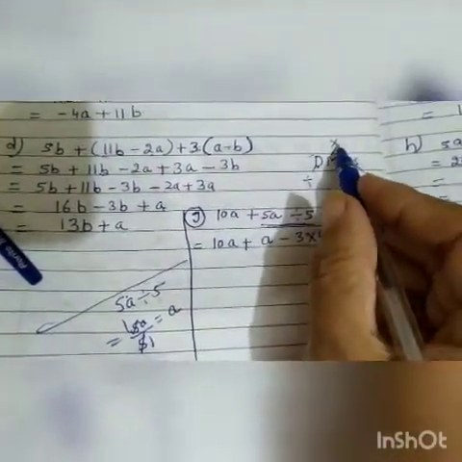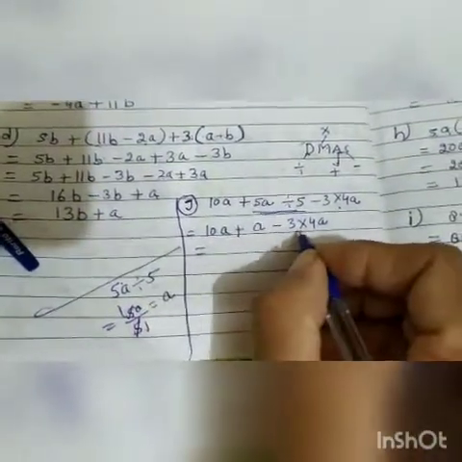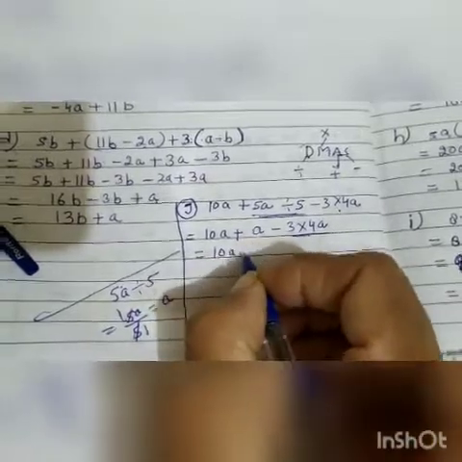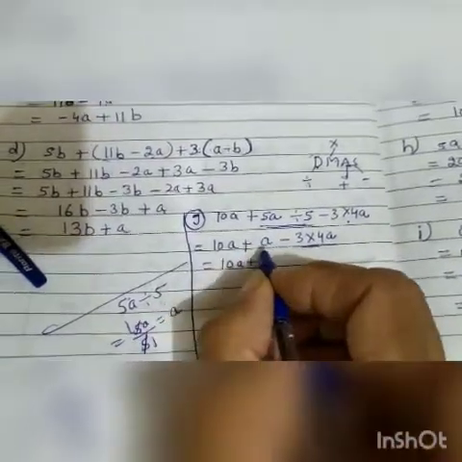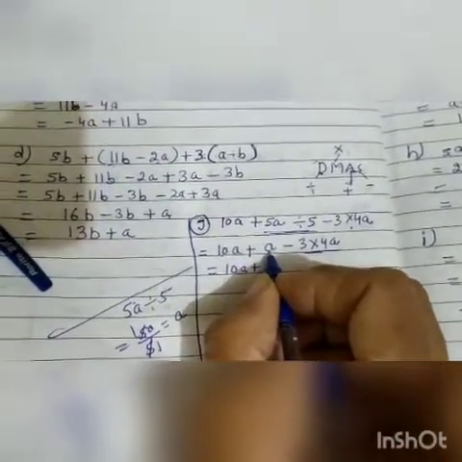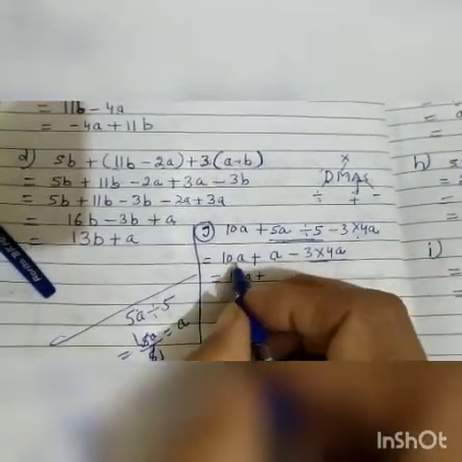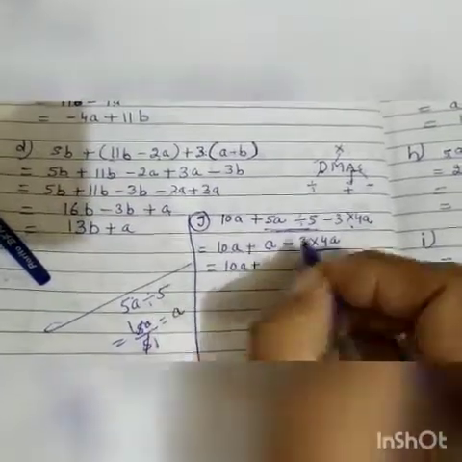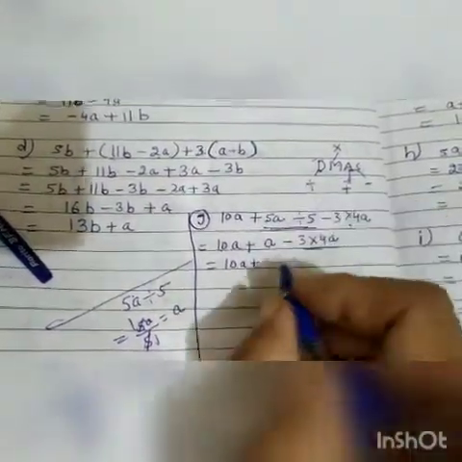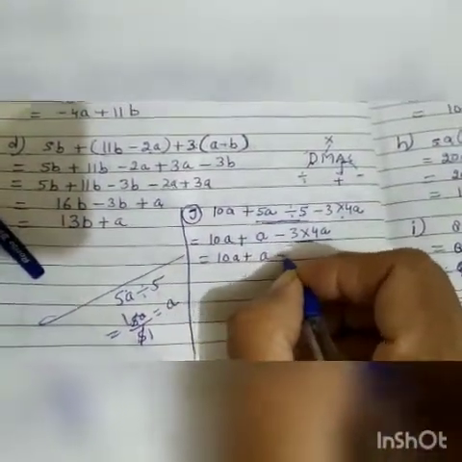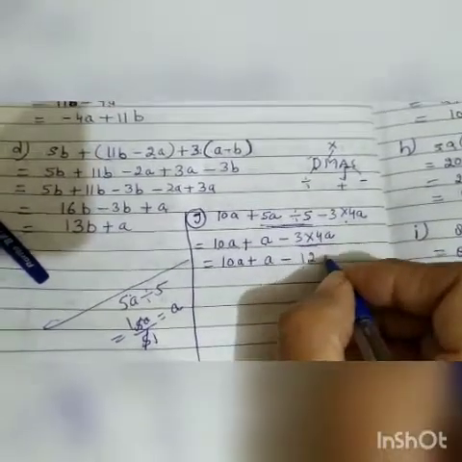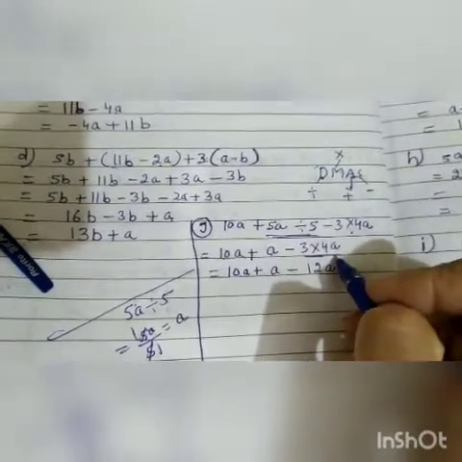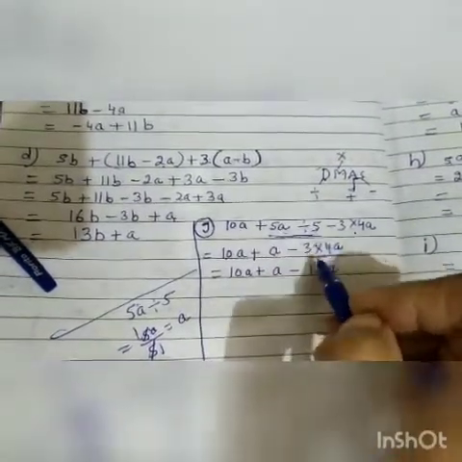Now this time we will do multiply. In multiply we have to multiply these two terms. The rest will be written as it is. We cannot add first. Do not make this mistake that we are adding first 10a plus 1a, 11a. No. First we will divide, then we will multiply. 10a plus a minus 3 times 4 is 12a. We have done multiplication. First we have done division, then multiplication.